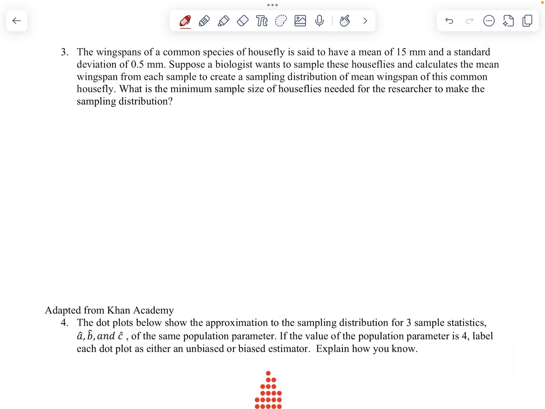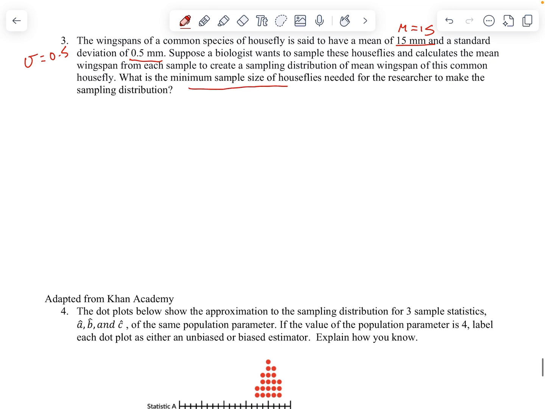Okay, this one says the wingspans of a common species of housefly is said to have a mean of 15 millimeters and a standard deviation of 0.5. So it's saying the wingspans is said. So that means that is the population mean and that is the population standard deviation. Suppose a biologist wants to sample these houseflies and calculates the mean wingspan from each sample to create a sampling distribution of mean wingspans of this common housefly. What is the minimum sample size needed for this researcher to make a sampling distribution?